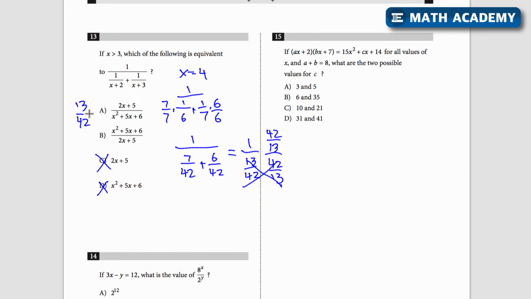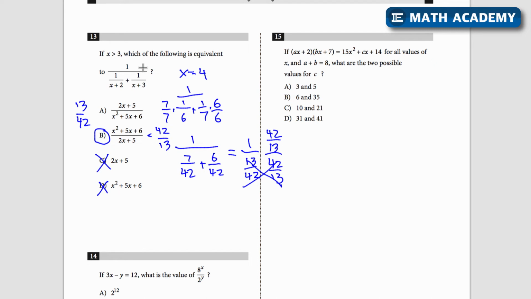That's actually the reciprocal of what I want. So if these were flipped, that would be the answer. It looks like B has them flipped, right? So the top would be, if I plug in 4 for x, 16 plus 20 plus 6, that's 42, divided by 2 times 4 plus 5, which is 13. So B is going to be the answer here. That would be one way to solve this.